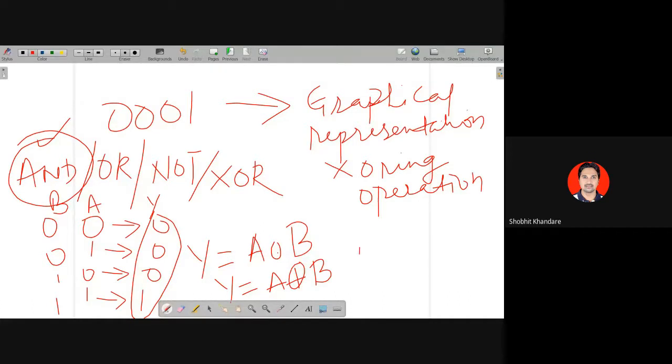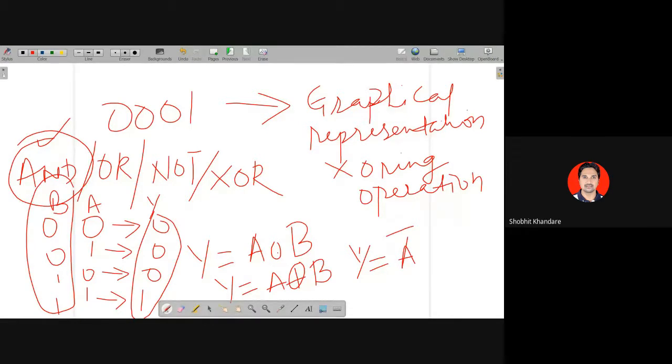Similarly, NOT operation is, tell me what? Y is equal to? A bar. A complement. In that case, you don't have a B column. So it is A bar.